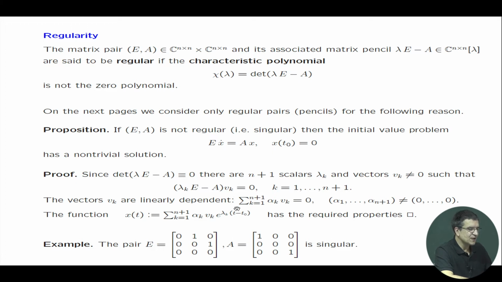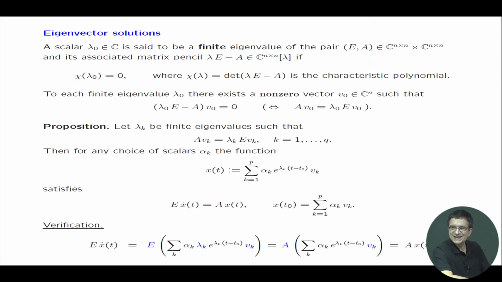And here was the proof, and I think it was not completely clear. So in lunchtime, I generated a new slide, this one, which considers eigenvalue solutions. First we have to define what an eigenvalue of this matrix pair E, A is. A scalar lambda 0 is said to be an eigenvalue if it is a zero of the characteristic polynomial, the same definition as in the standard case.